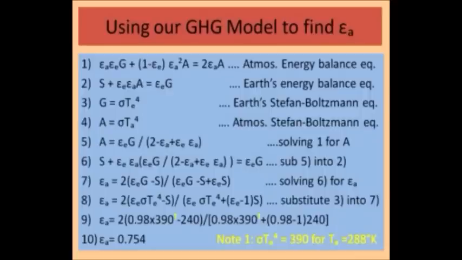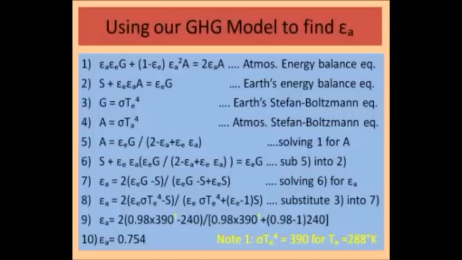We're going to use our greenhouse gas model to calculate the emissivity of the greenhouse gas layer required to produce a surface temperature of 288 degrees Kelvin. The first line is the atmospheric greenhouse gas layer's energy balance equation from the previous diagram. The second is the Earth's surface energy balance equation, also from the previous diagram. The third is the Blackbody Stefan-Boltzmann formula for the ground, and the fourth is the Blackbody Stefan-Boltzmann formula for the greenhouse gas layer. Then we can solve from the simultaneous equations to obtain an expression for epsilon A.